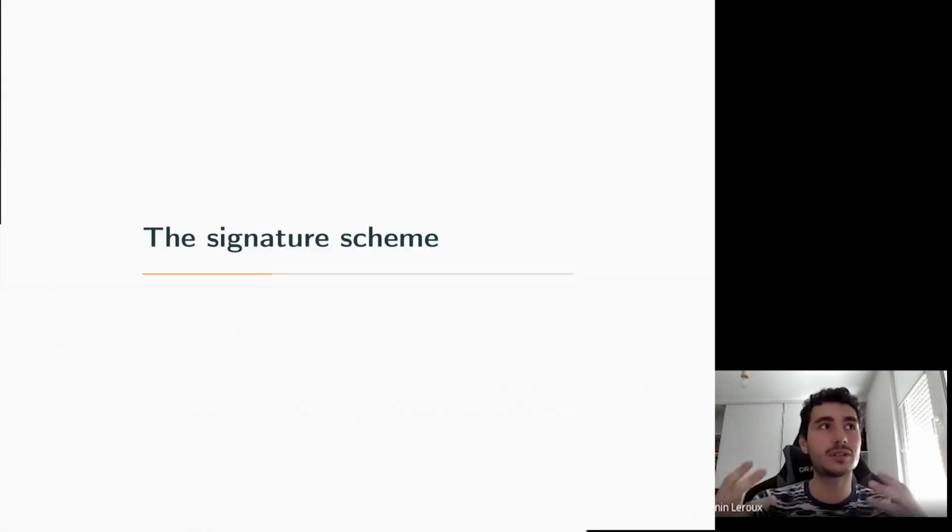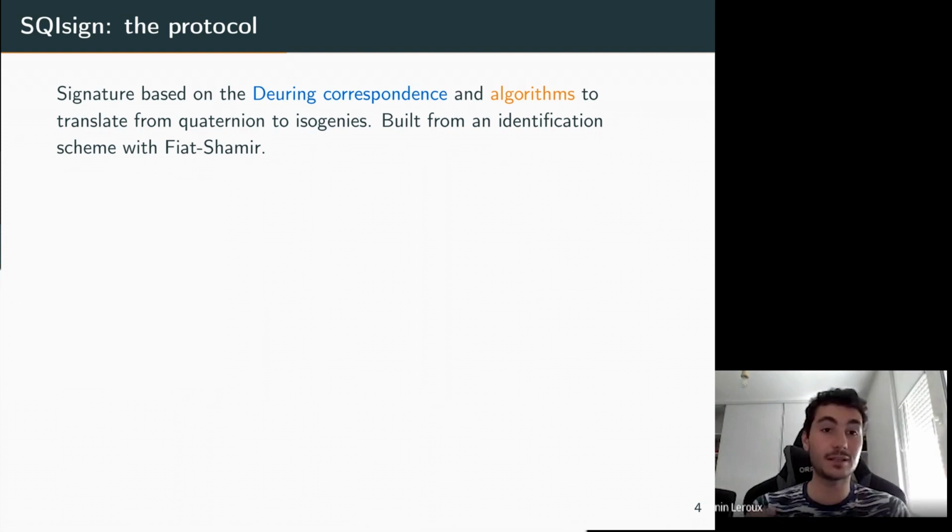Okay, so this was the mathematical setup, and now let's talk about the protocol itself. This is a signature scheme that is derived from an identification protocol with the Fiat-Shamir transform. It is based on the algorithms of the Deuring correspondence that I mentioned earlier, and in particular, the algorithms to translate from quaternions to isogenies.